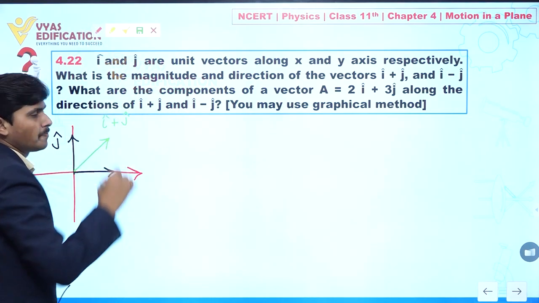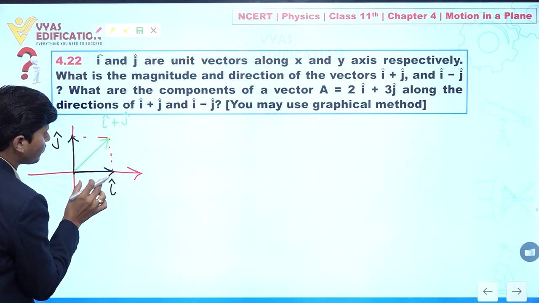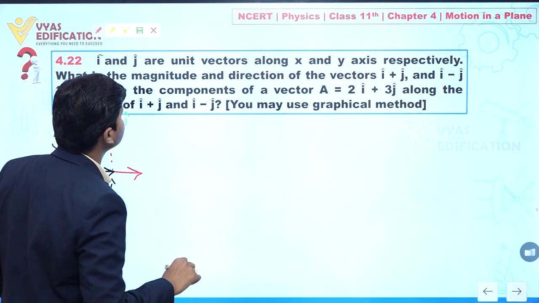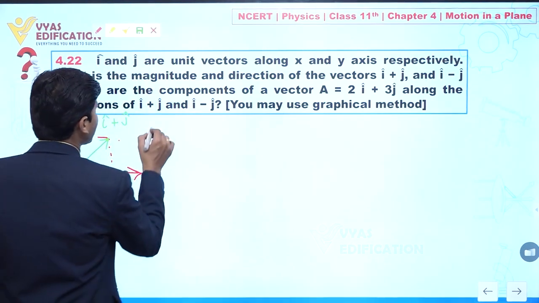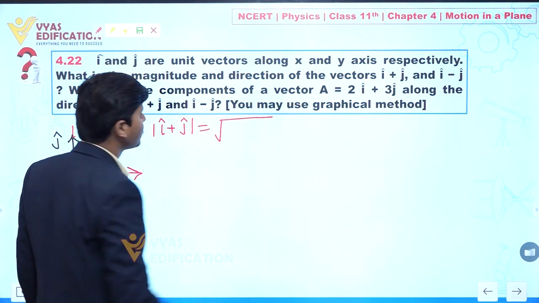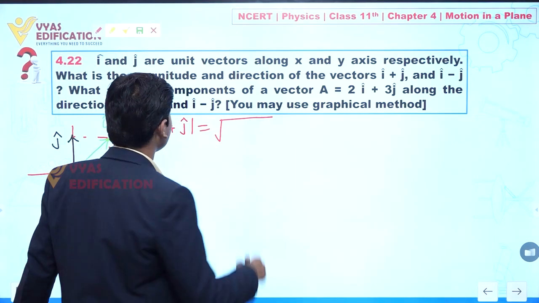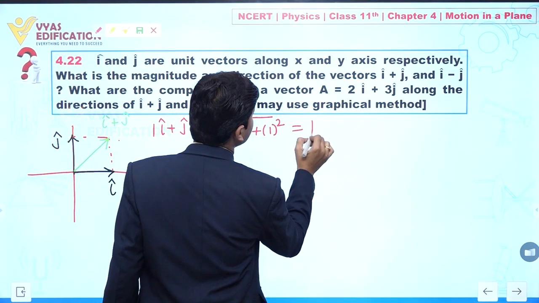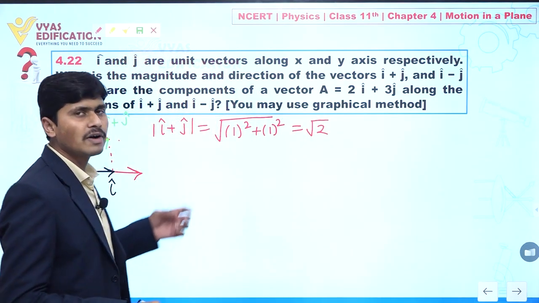Clear? So, we can say this vector is actually i cap plus j cap. How can we say? If we drop a perpendicular, this coordinate gives you i cap and this is j cap. So this is i cap plus j cap. Our objective in this question is to calculate the magnitude and direction of i cap plus j cap. The magnitude of i plus j is given by the square root of the coefficient of i cap whole square plus the coefficient of j cap whole square. So this is 1 square plus 1 square, and this is equal to the square root of 2. So the magnitude is the square root of 2.